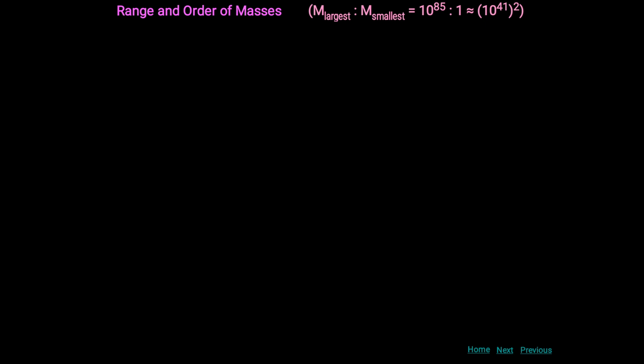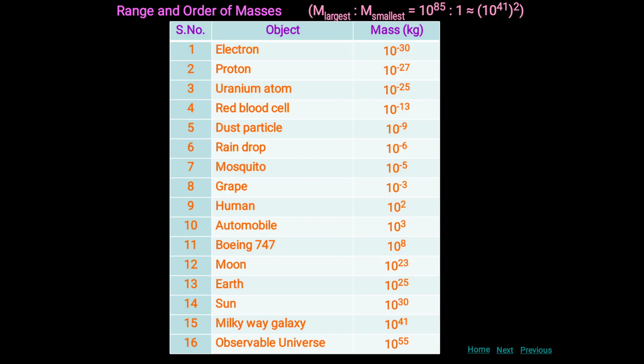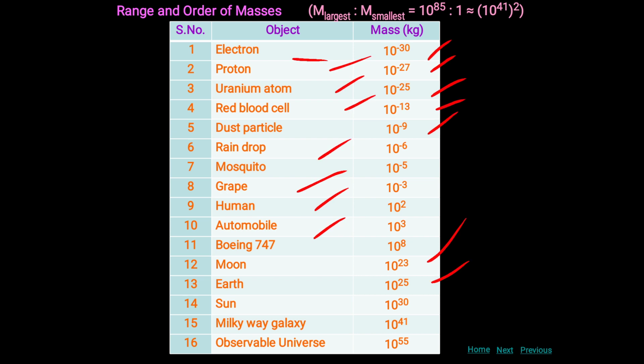The range and order of masses of objects. Electron: 10 raised to power minus 30 kg. Proton: 10 raised to power minus 27 kg. Uranium atom: 10 raised to power minus 25 kg. Red blood cell: 10 raised to power minus 13 kg. Dust particle: 10 raised to power minus 9 kg. Mosquito, grapes, human, automobile, etc. Moon: 10 raised to power 23 kg. Earth: 10 raised to power 25 kg. Sun: 10 raised to power 30 kg, like that.